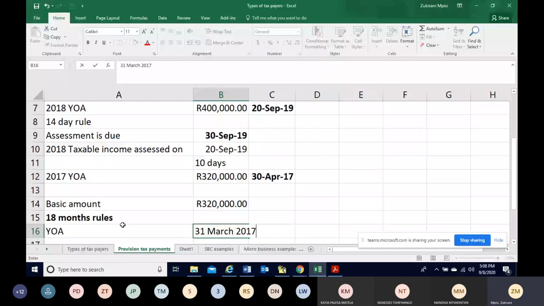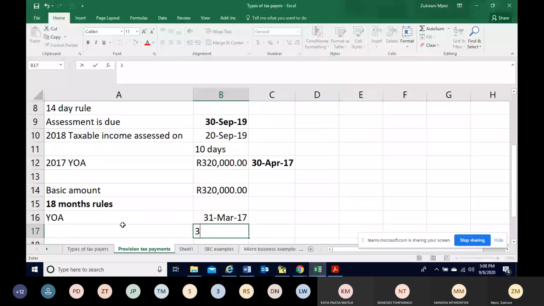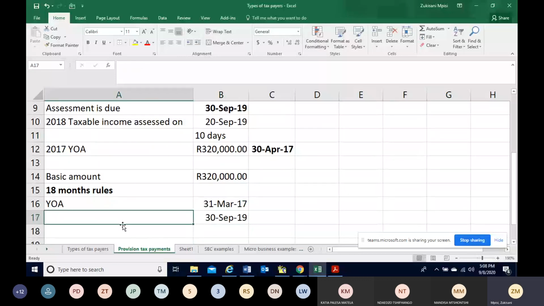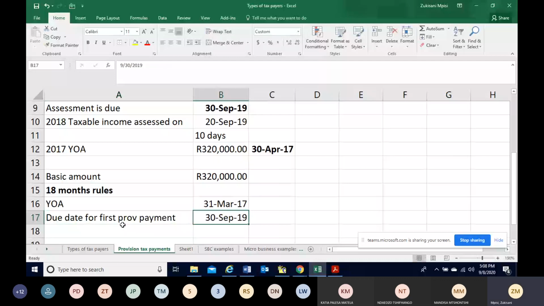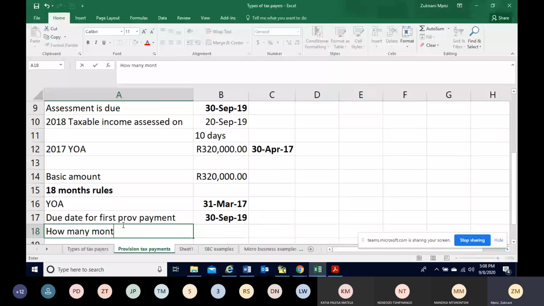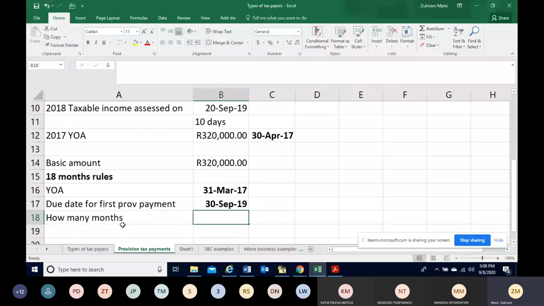And we compare this date to the date on which the first provisional tax payment is due. So we compare this to the date for the first provisional payment, which is the 30th of September. Now I need you to calculate how many months we have between 31 March 2017 and 30th September 2019. Could you quickly calculate for me how many months we have?